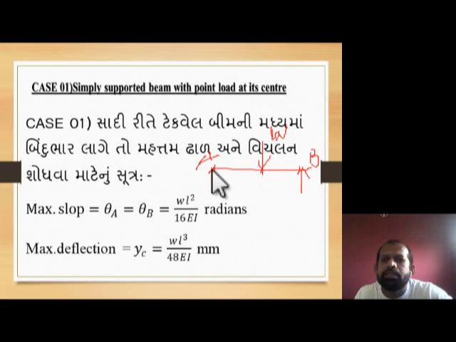This one is your simply supported beam, say AB, and its midpoint or center point is at point C. So at point C, the load exerted on the simply supported beam is indicated by W.